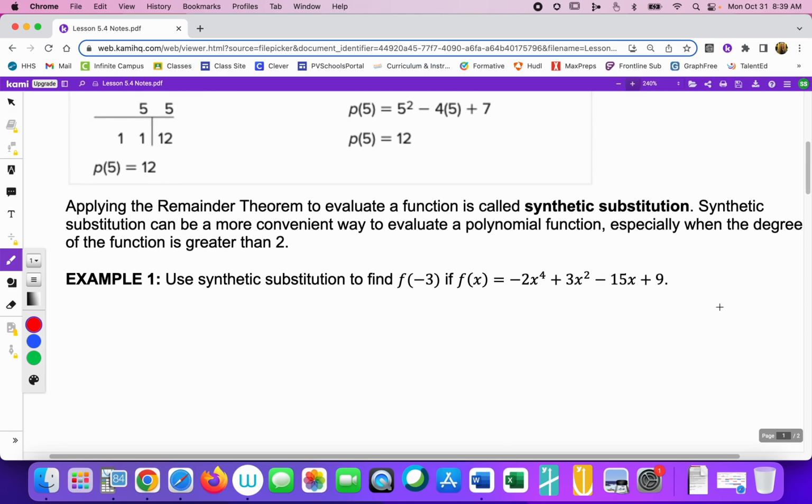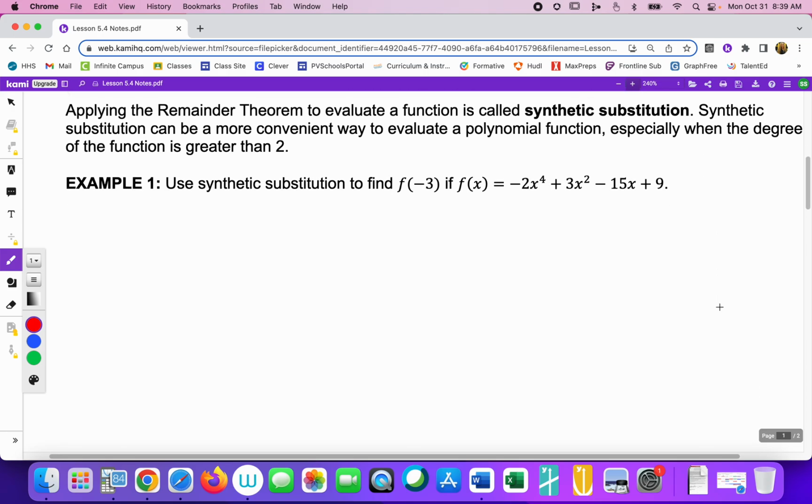Okay. So if you see it worded like this, so using synthetic substitution to find f of negative 3, we're going to essentially divide by negative 3. Right. So negative 3 goes on the outside of your synthetic substitute or synthetic division box.